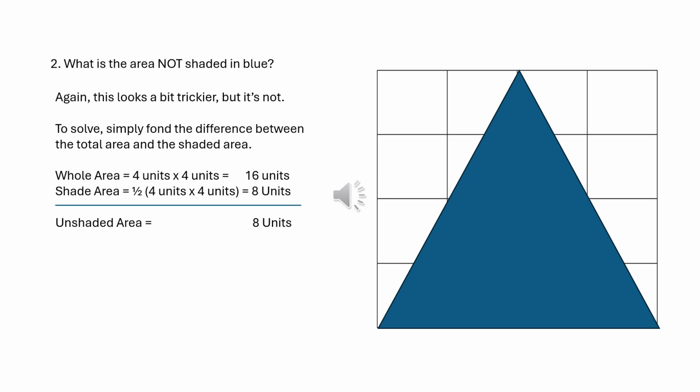We know the total area, which is 16 units, and we know the shaded area that we calculated for the area of the triangle that's sitting within our grid. All we have to do is find the difference, which of course is 8 units. And of course, on these problems, you're not able to easily count the squares that aren't shaded, so it will require some calculation and knowledge of geometry.